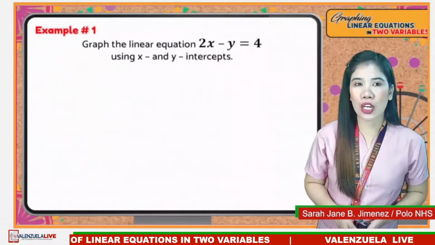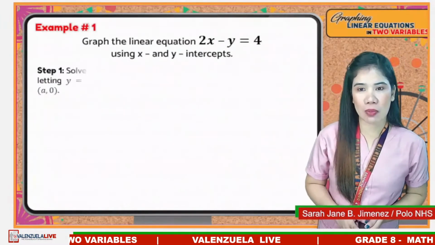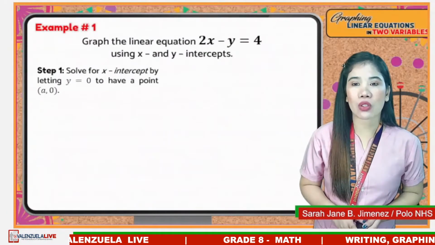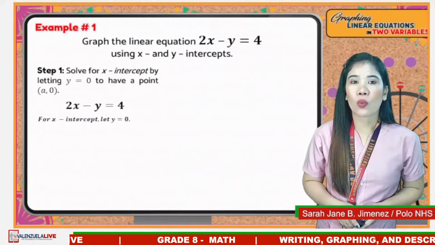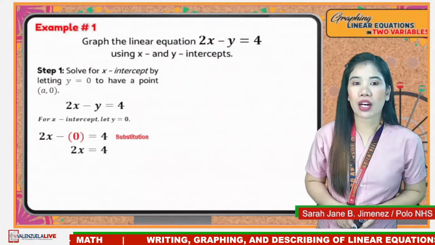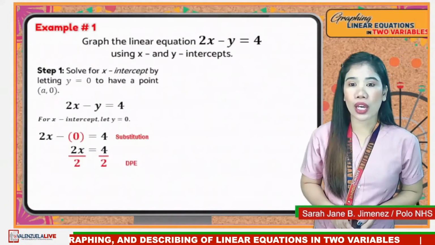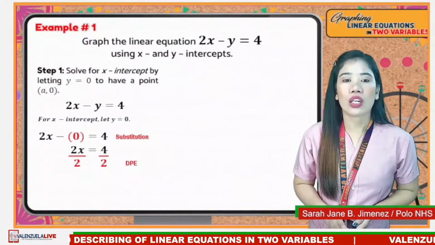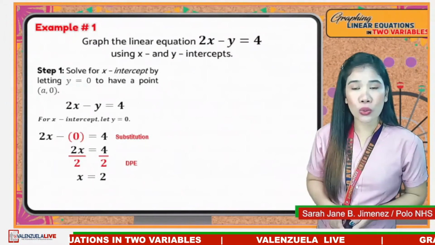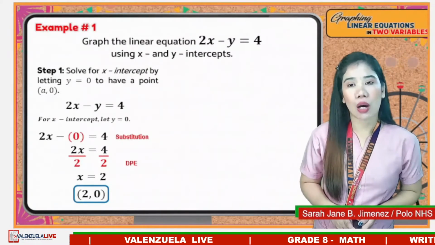Let us graph the linear equation 2x minus y equals 4 using its x and y intercepts. Step 1 is to solve for the x-intercept by letting y equal 0. By substitution, we have 2x minus 0 equals 4. Simplifying, it becomes 2x equals 4. To eliminate the numerical coefficient 2 of 2x, we can use DPE by dividing each term by 2. So the value of x is 2, hence the x-intercept, or the first point, is (2, 0).